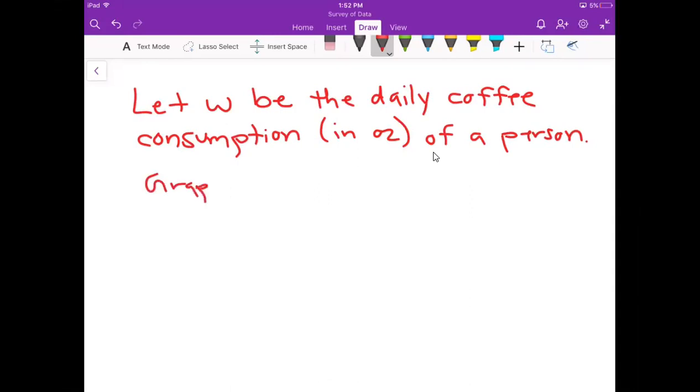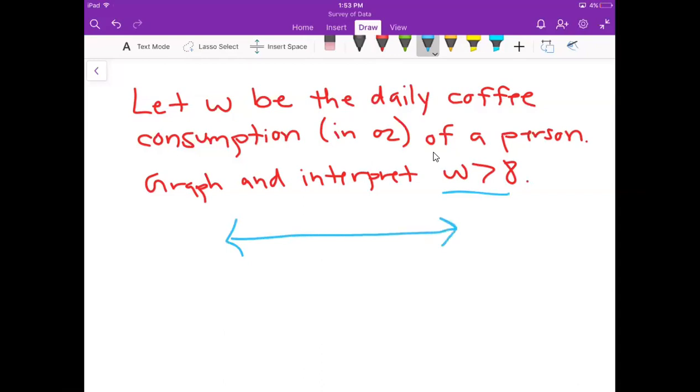I want you to graph and interpret what W greater than 8 would mean in this particular scenario. So let's graph that first. How would you graph W greater than 8? Your point of interest, your main number there is 8, so make sure 8 is on your number line somewhere. You can go up to 9, down to 7, 6, 5, 4. You can do it in any way you want. You can put 10 on here too. You could have put 8 towards the bottom. You can do whatever you want when you set these up, just as long as you have that number with numbers around it. And then graph W greater than 8.